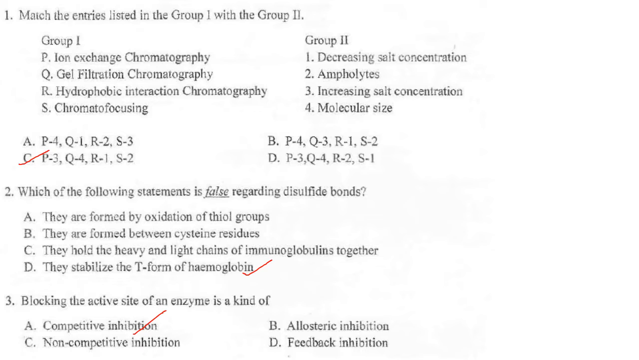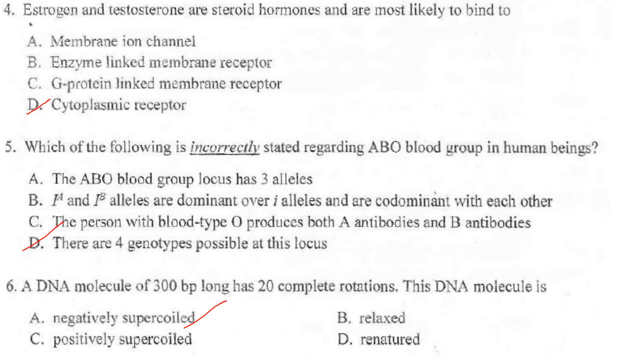Then blocking the active site of an enzyme is a kind of. So it is a kind of competitive inhibition, where the inhibitor blocks the active site of an enzyme. Then estrogen and testosterone are steroid hormones and most likely to bind. So they will bind to cytoplasmic receptors. Answer is option D.